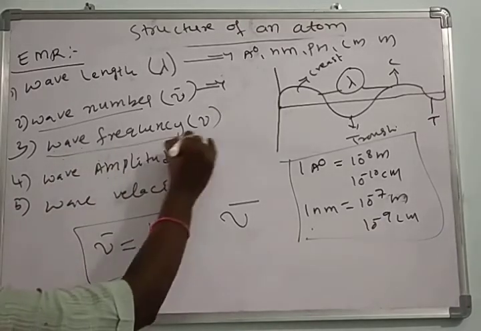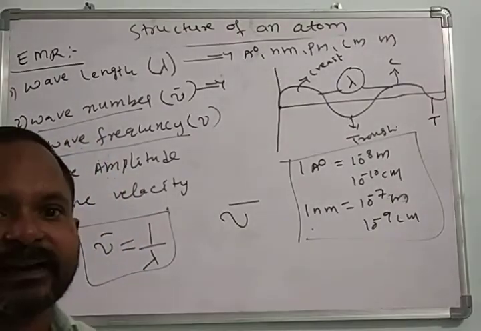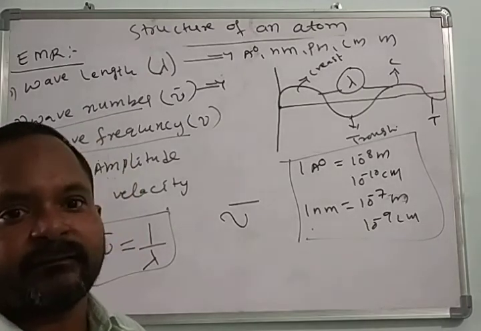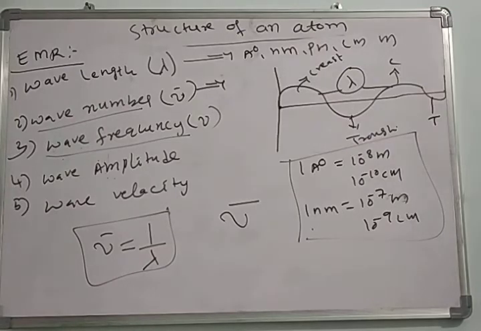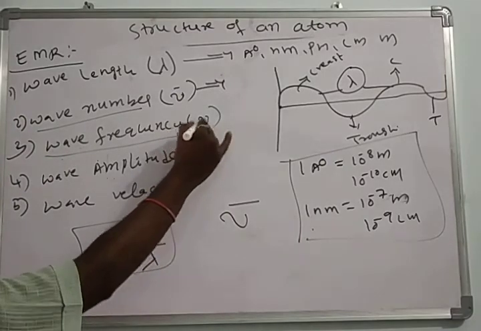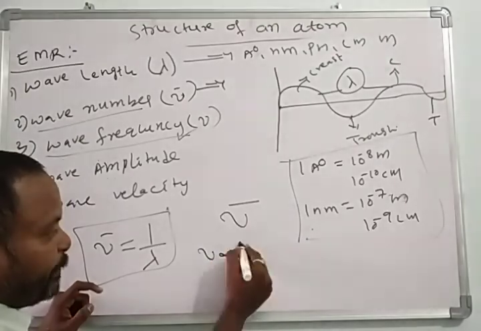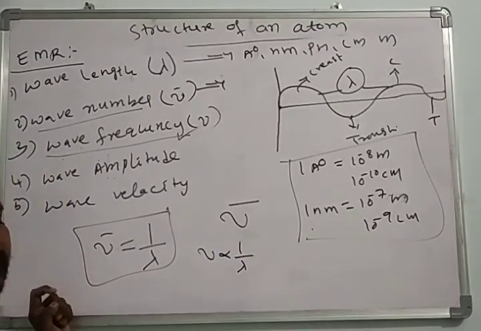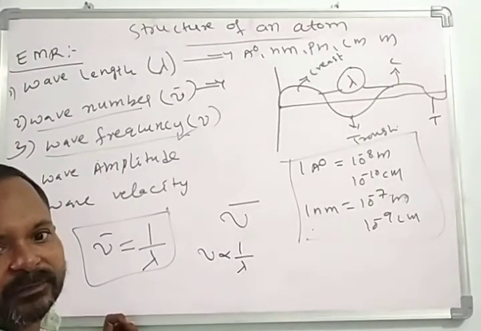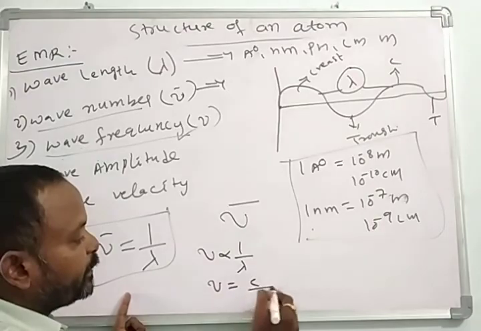So what is the meaning of wave frequency? The number of waves passing a fixed point in 1 second, we call wave frequency. Wave frequency is indicated with nu. Nu is inversely proportional to lambda. That means if the wave frequency increases, the wavelength decreases. Removing the proportionality, nu is equal to c by lambda.